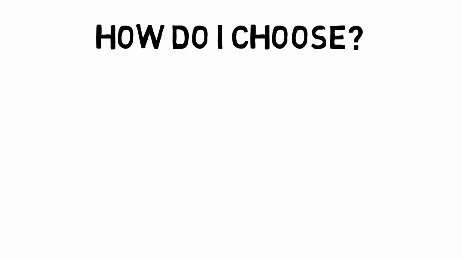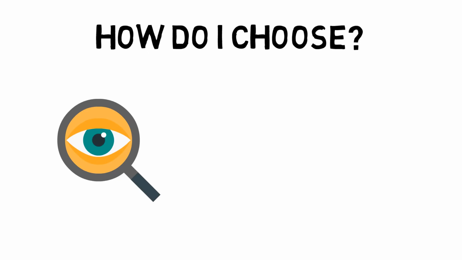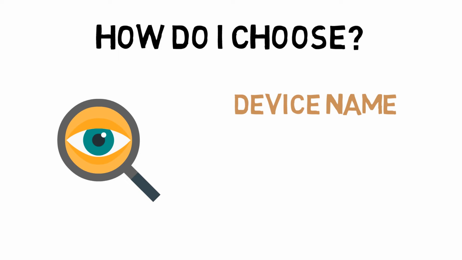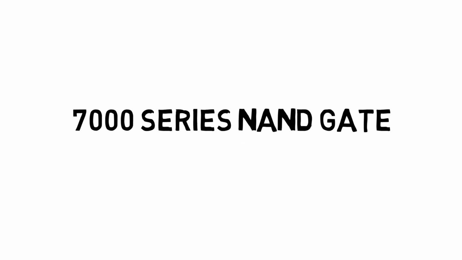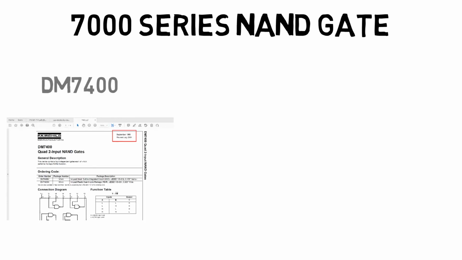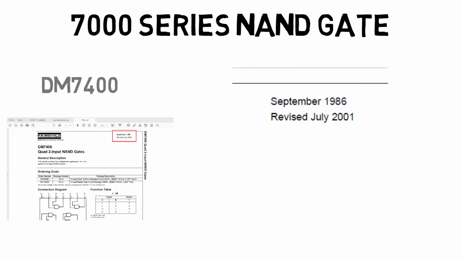Well, when searching for a modern equivalent of a device, we can of course look at every single datasheet for the devices and see the date of production. An easier method that I have found really works in practice is to look at the device name. If the device name is really long, then there's a good chance that it is a modern device. For example, if we want a 7000 series NAND gate we can look at the DM7400. And if we look at the datasheet, we'll see that this device was made way back in 1968.